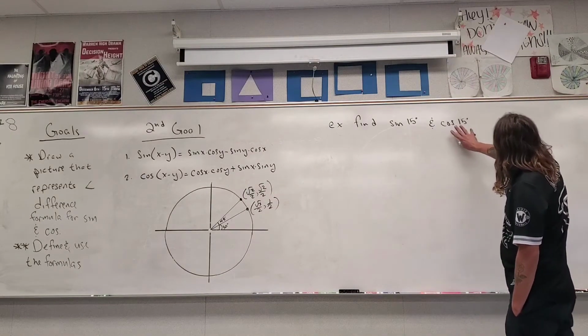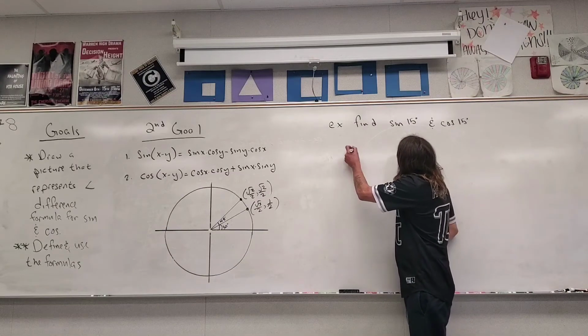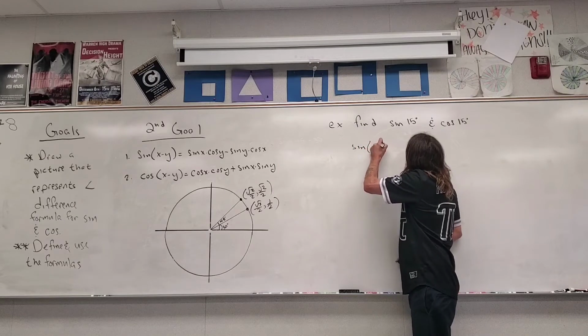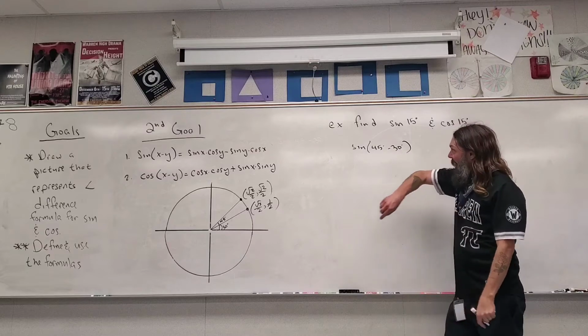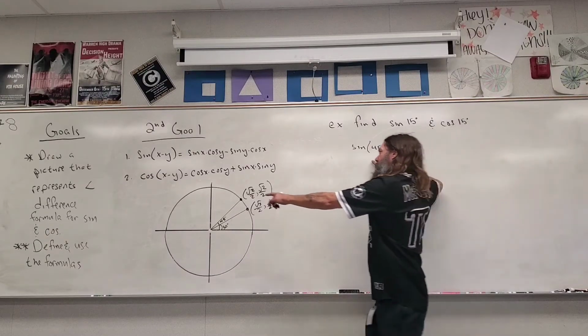Find sine of 15 and cosine of 15. We already know that sine of 15 degrees can be rewritten as sine of 45 degrees minus 30 degrees. I have the angle difference formula for sine. I have that. These are the same.